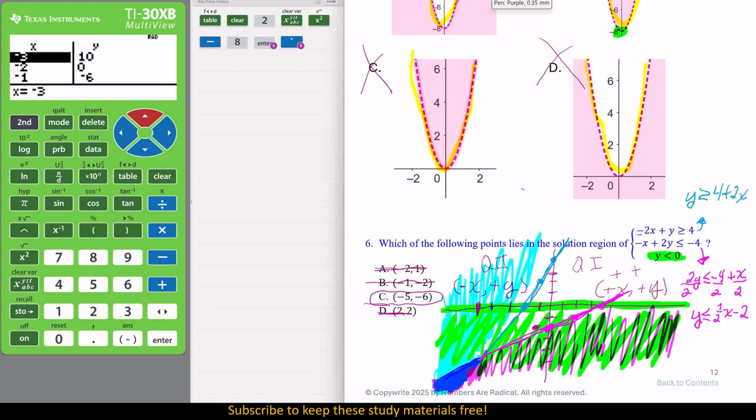Let's see, 1, 2, 3, 4, 5, 6. Yeah, it'll be right here. So it is verified. It's option C. And I don't blame you if you want to fast forward through that, sketch it out for yourself and get it. There you go. All right, let's go to number 7.